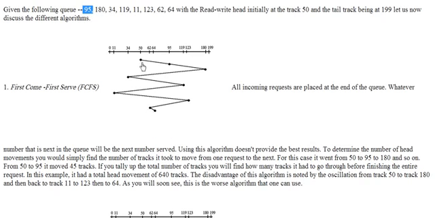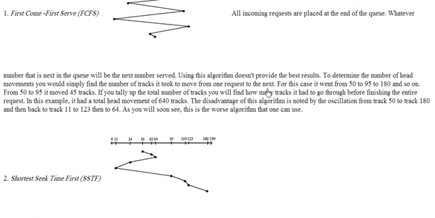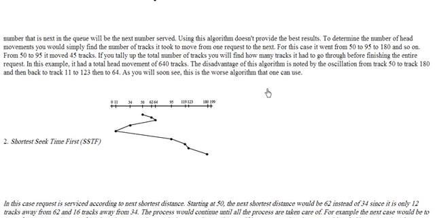So notice here, in first come first served, we just take the first and move across the entire values from the left to the right and from the right to the left according to the given values. All incoming requests are placed at the end of the queue. Whatever number is next in the queue will be the next number served. So this algorithm does not provide the best results. To determine the number of head movements, you would simply find the number of tracks it took to move from one request to the next.